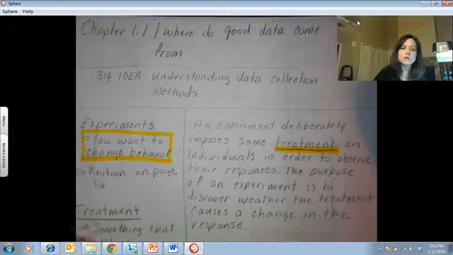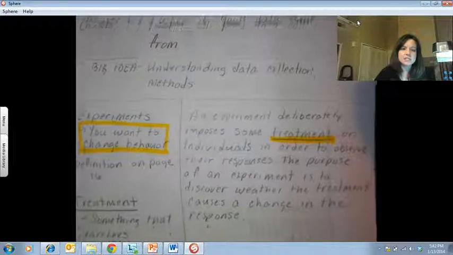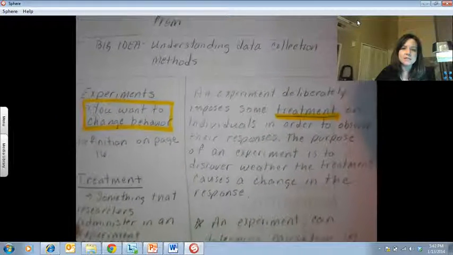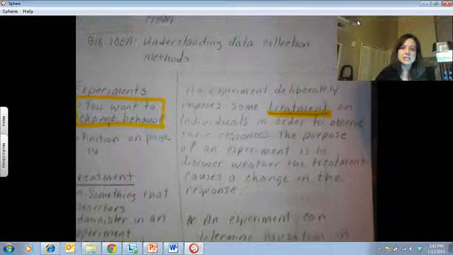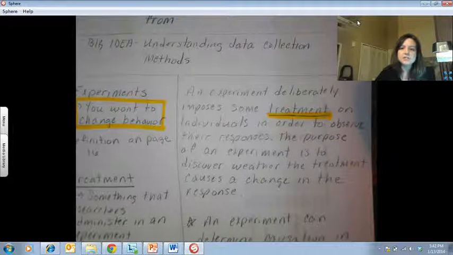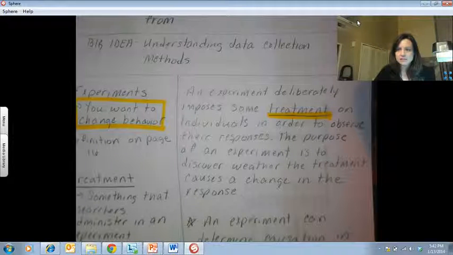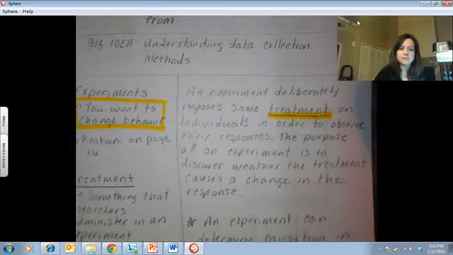So quickly look at the bottom of page 16 and make sure that you have the same definition that I have written on here. An experiment deliberately imposes some treatment on individuals in order to observe their responses. The purpose of an experiment is to discover whether the treatment causes a change in the response. Very important. That is the difference between an experiment and all of the other data collection methods.